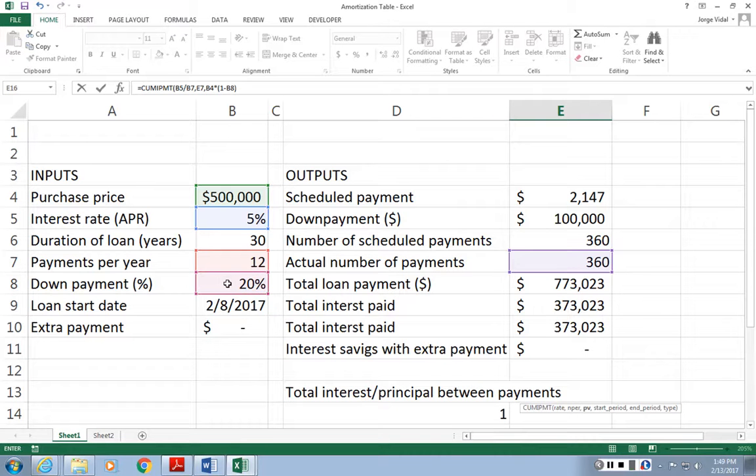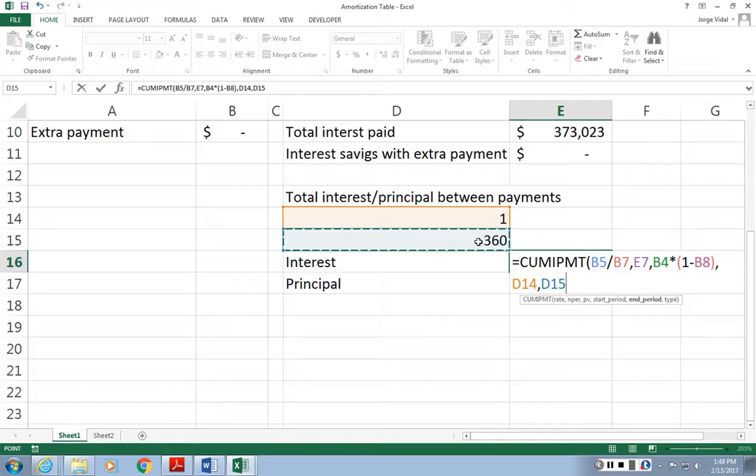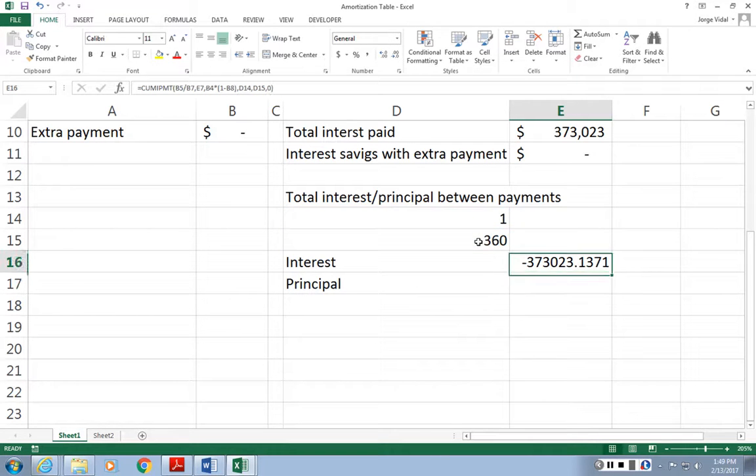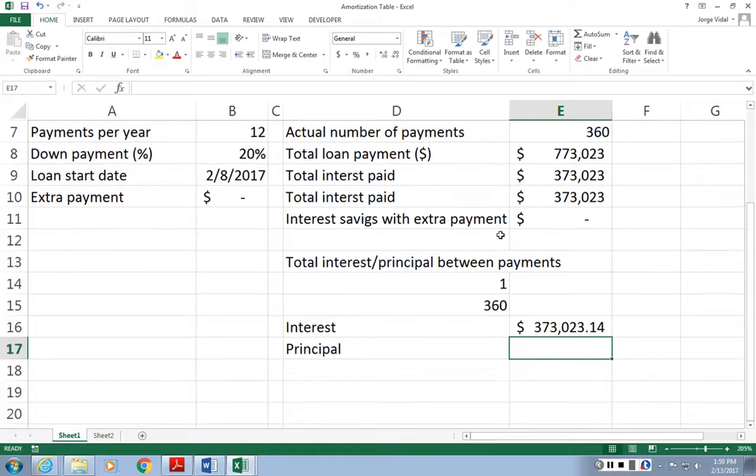And there's several ways in which you can do this. And you're supposed to get that number right there. We're doing this between payment 1 and payment 360. So you're supposed to get the same thing we got here.